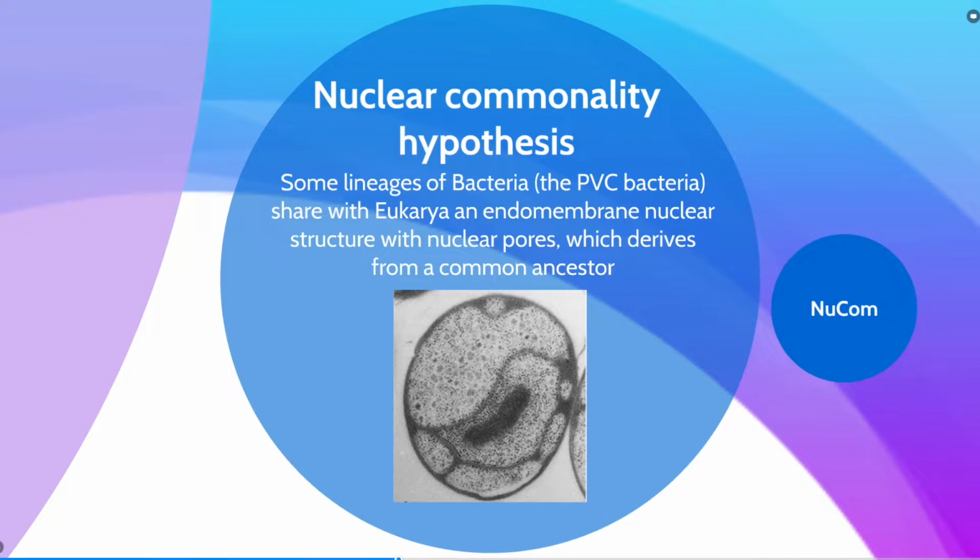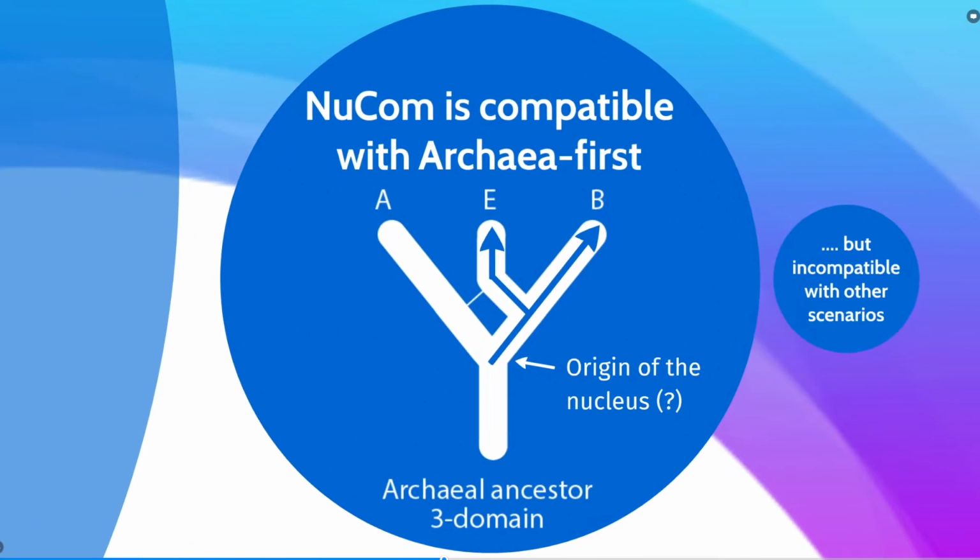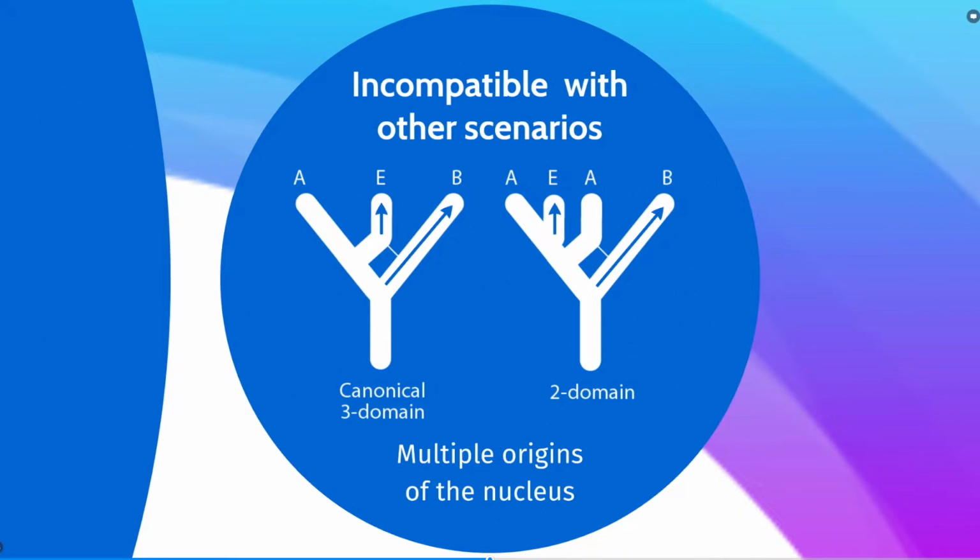Second, the Archaea-First scenario parsimoniously explains the origins of the nucleus, a membrane that encloses the genetic materials of the cells. The nuclear commonality hypothesis posits that eukarya and some lineages of bacteria, the PVC bacteria, share an endomembrane nuclear structure with nuclear pores, which derives from a common ancestor. This hypothesis is compatible with the Archaea-First scenario, but not with the canonical 3-domain and eocyte 2-domain scenarios, which require multiple origins of the nucleus.